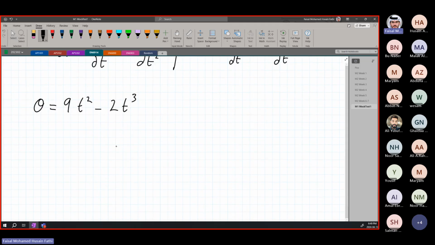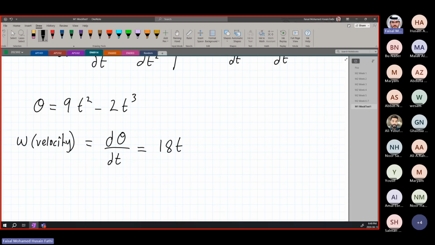So the first thing we need to find is omega, which is our velocity. Okay? Velocity omega. So it is equal to d theta by dt, which is equal to, let's differentiate. So 9t squared is going to become 18t, minus 2t cubed is going to be 6t. So how do you differentiate again? Basic form, this times this, and then minus 1, and this times this, and then minus 1. Basic form, all right? 18t minus 6t squared.